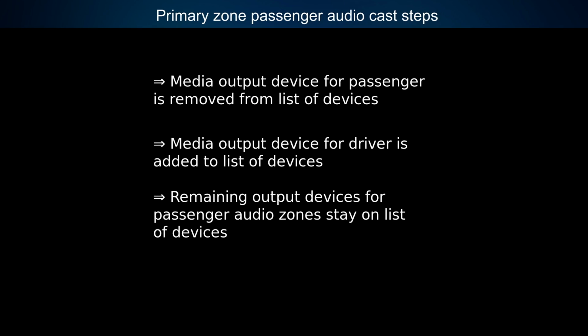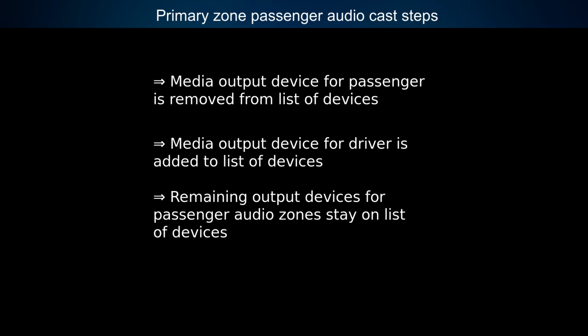Imagine you're a passenger in a car, and you want to play your music through the main cabin speakers. When you switch to cast mode, the system makes a few adjustments. First, your usual speakers are removed from your list of options, so you can't play audio there anymore. Next, the driver's speakers are added to your list of available devices. Now, your music will play through the driver's speakers, but only while you're in cast mode. Other devices, like extra speakers for rear passengers, remain unchanged for you.